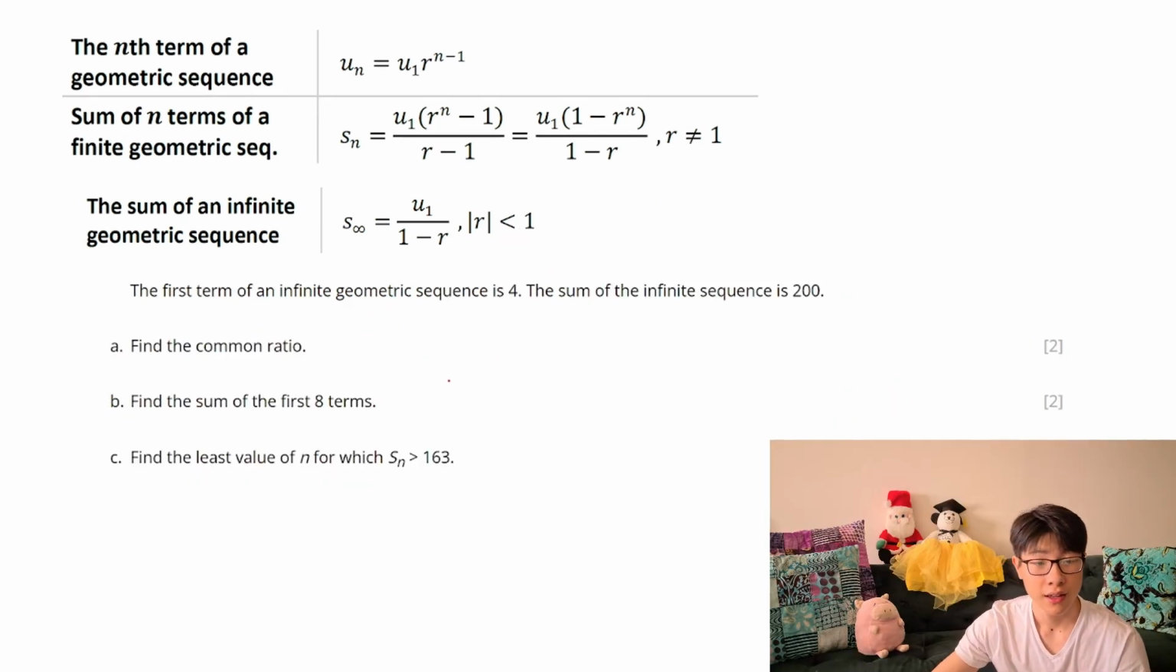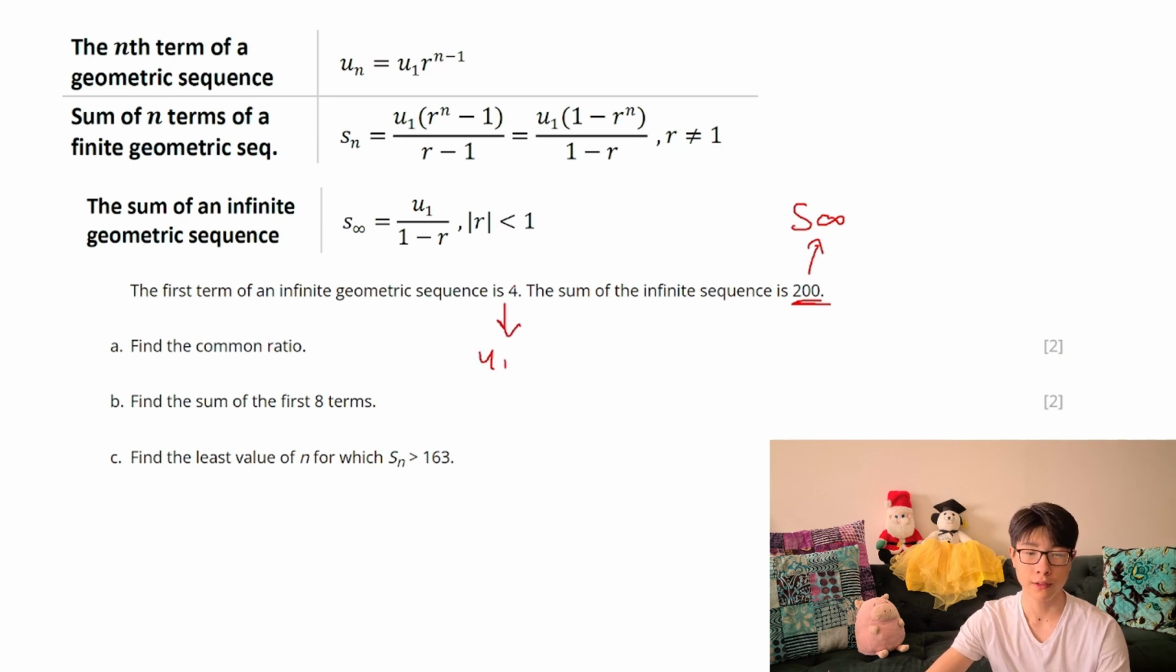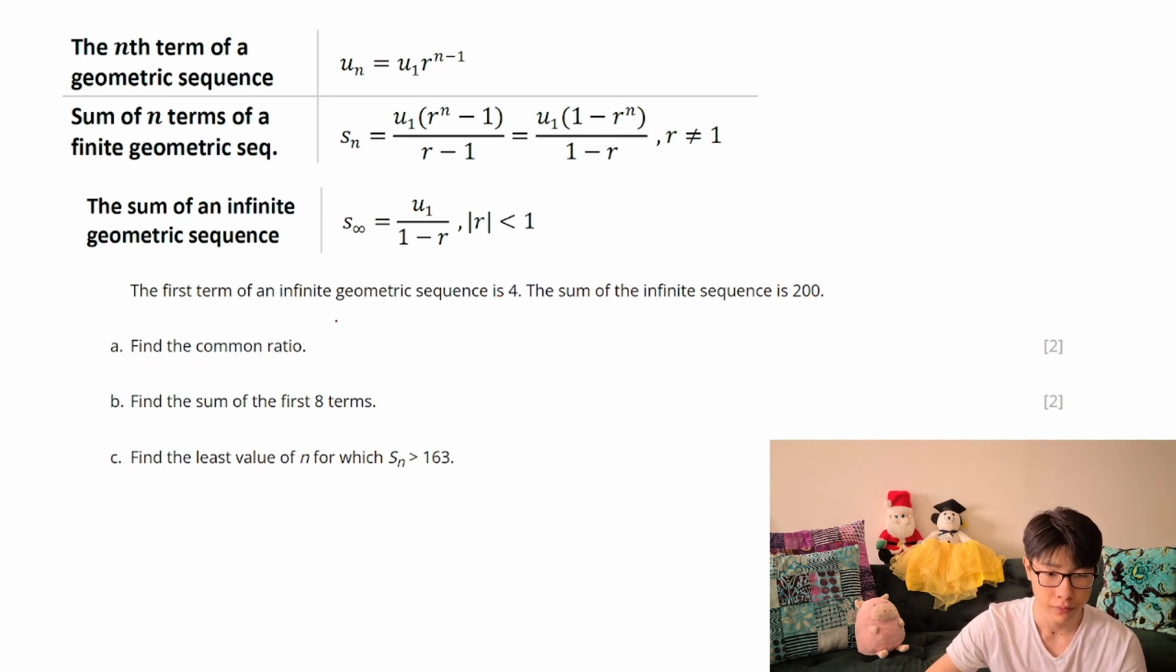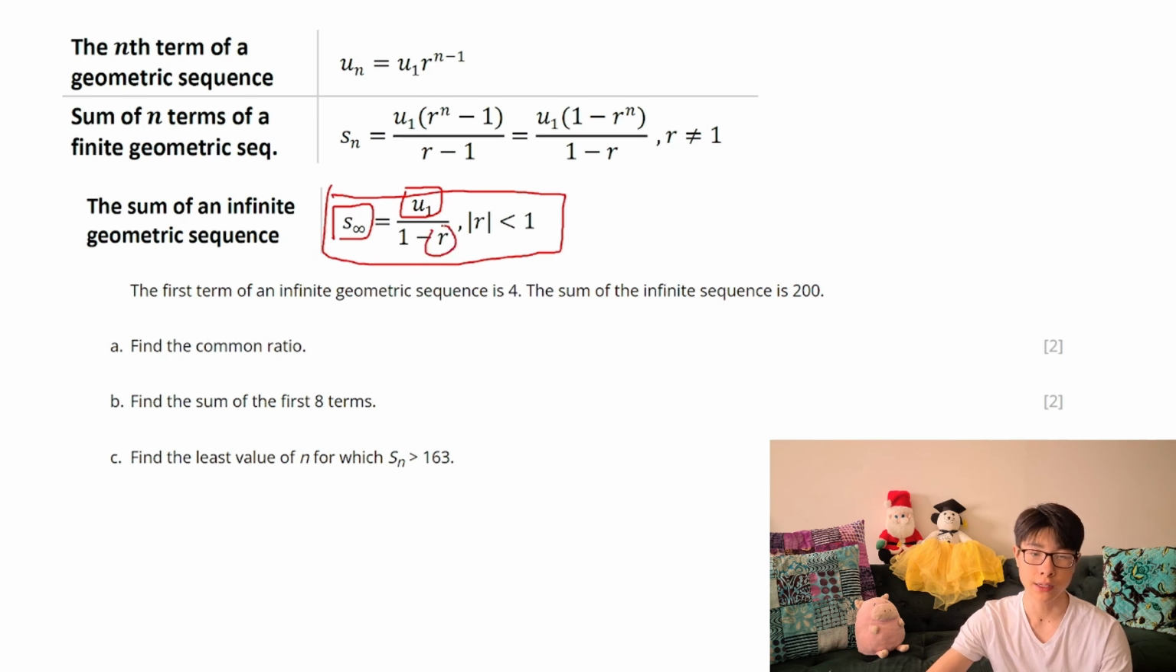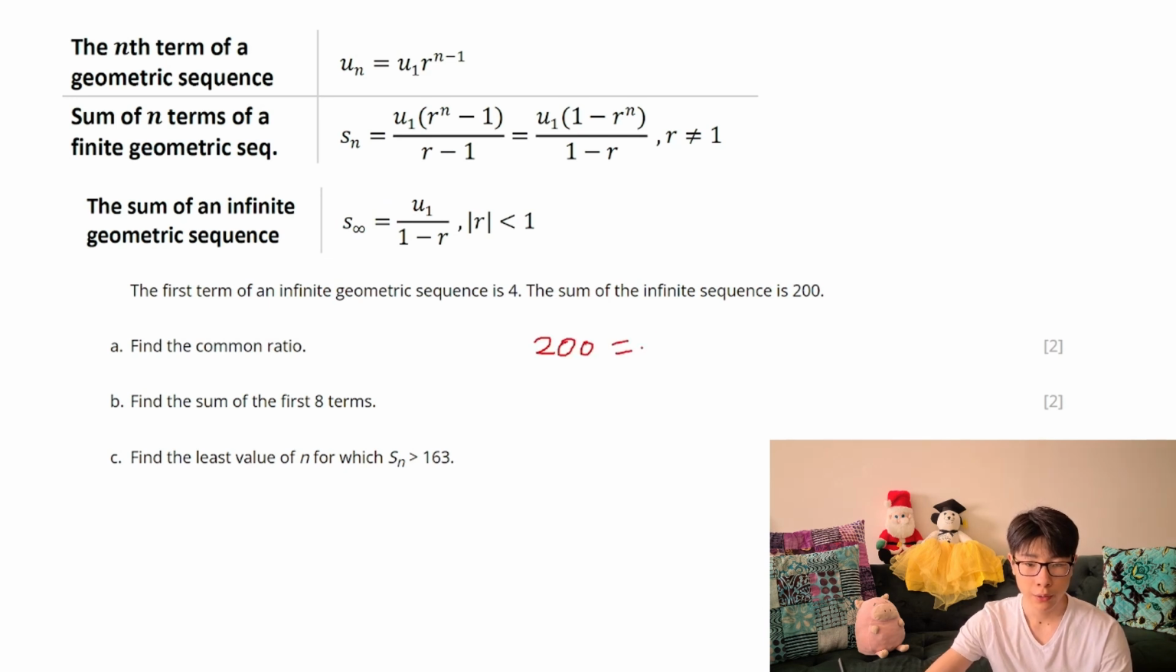Right, next question. The first term of an infinite geometric sequence is 4. The sum of the infinite sequence is 200. So this we've already been given is S infinity, and the first term, so U1. So this is the information that we're given, and now we are asked to find the common ratio. Now, if we are given S infinity and we are given U1, we can simply use this equation to find R, because this is the only unknown. So if we just substitute R into this equation, let's have a look. 200 equals U1, which is 4 on 1 minus R, and we can solve for R to be 0.98.